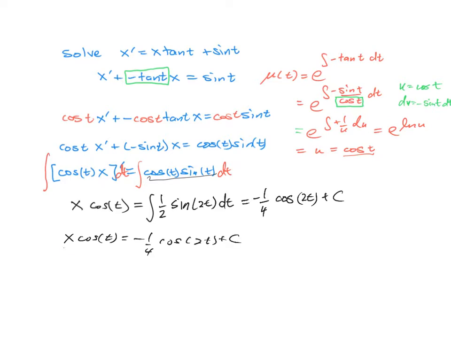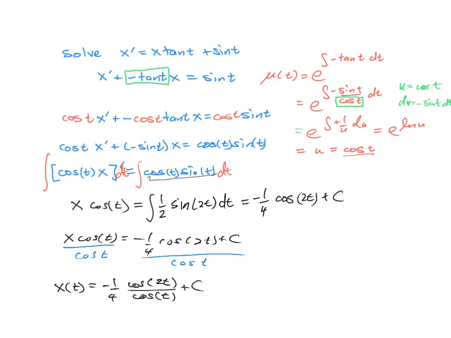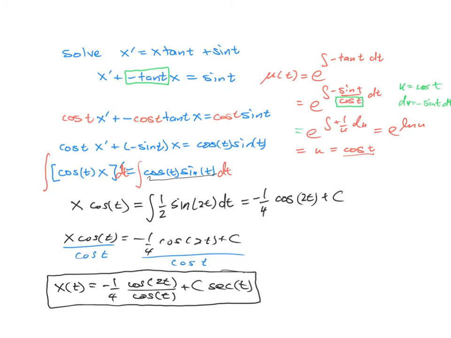Last step, of course, is to isolate the x. And so our x of t, when it's all said and done, is equal to negative 1/4 the ratio of cosine of 2t over cosine of t plus c times, and if you wanted to, you could write this as the secant of t. Now that is our solution, but we all know from trigonometry that you could, of course, use the double angle formula for cosine to turn that into sines and cosines to simplify this down further. But this is a perfectly fine format for a final answer as well.